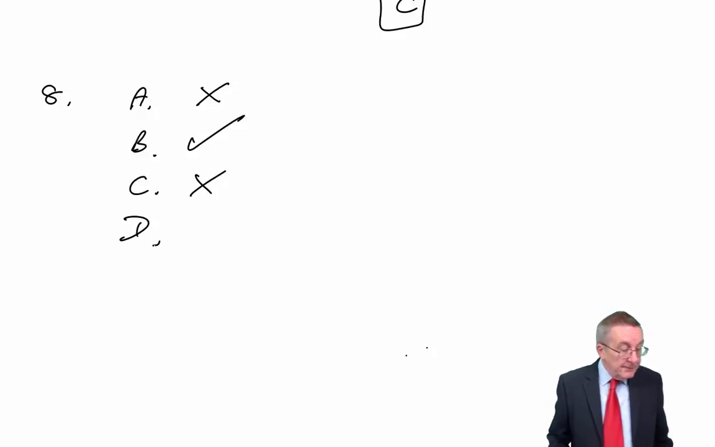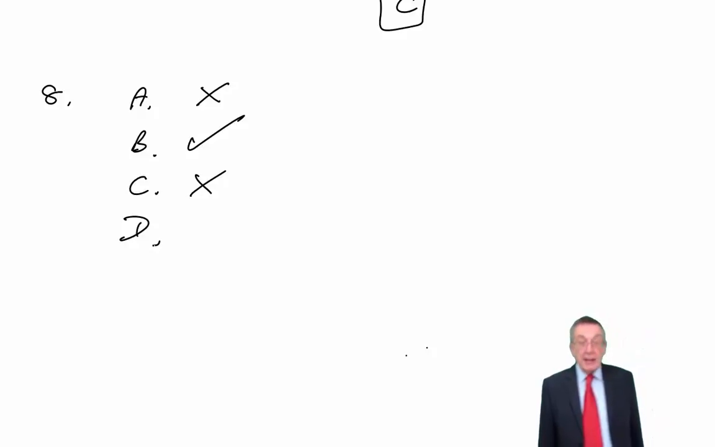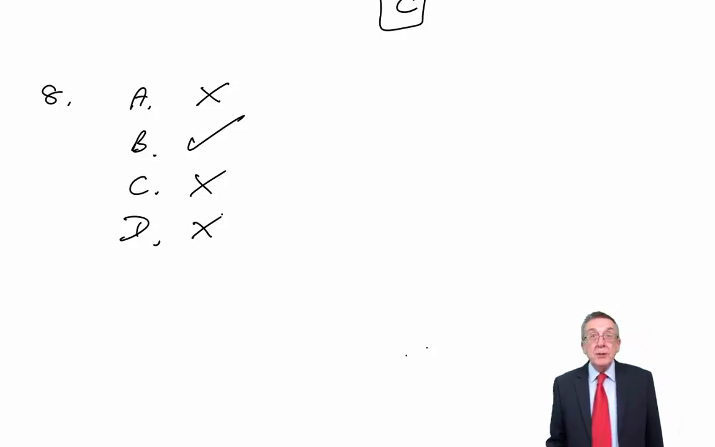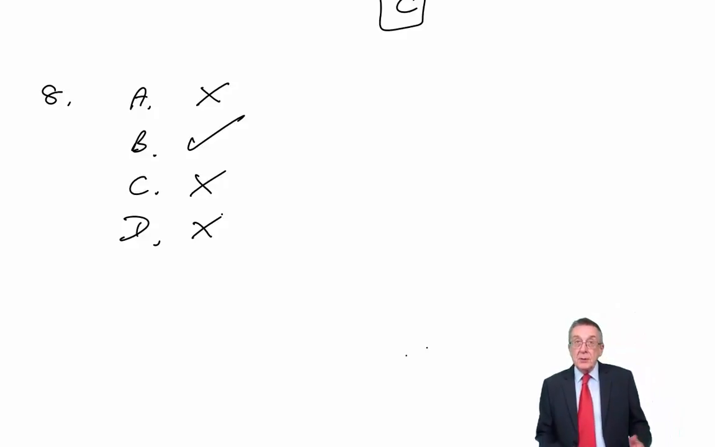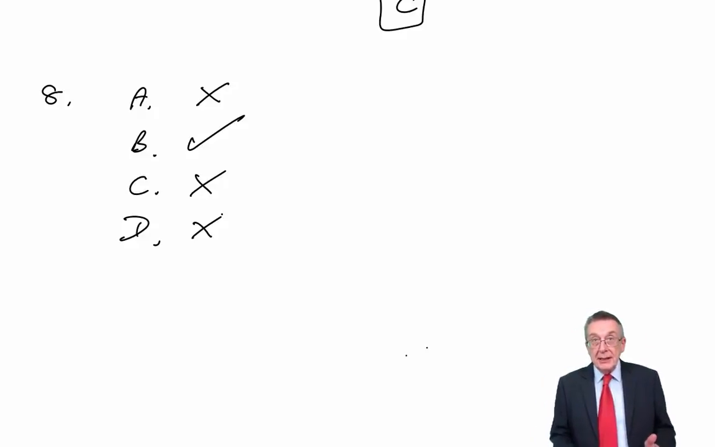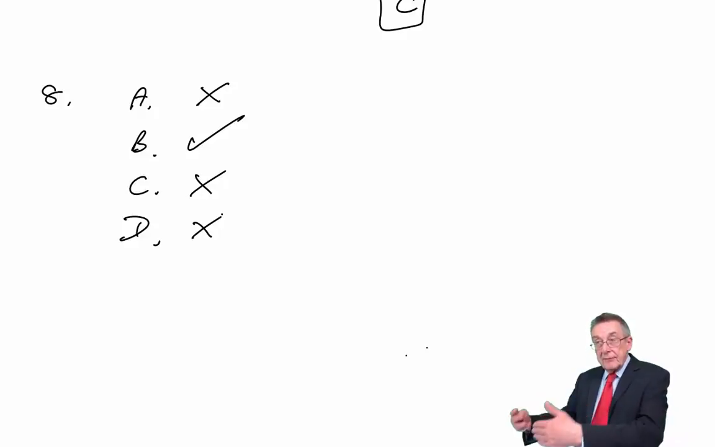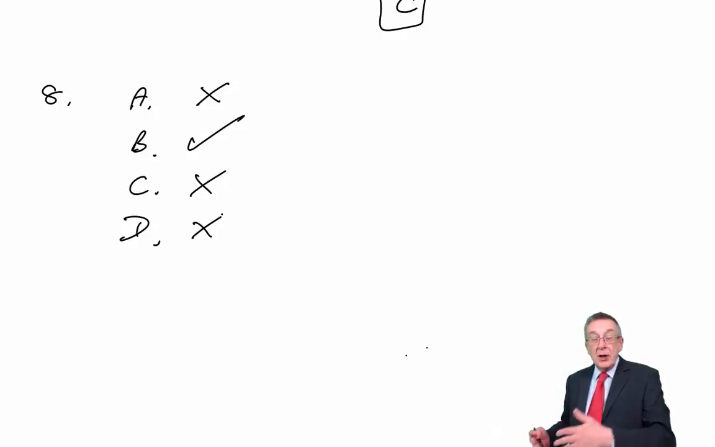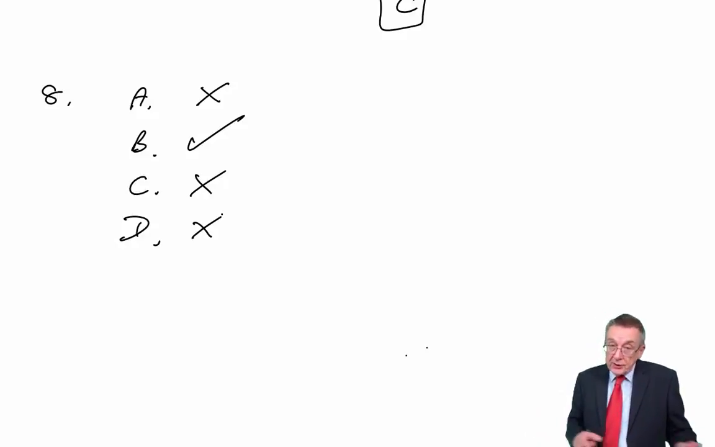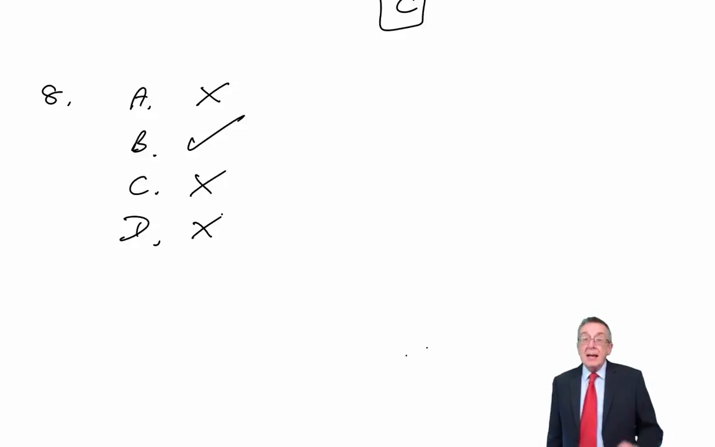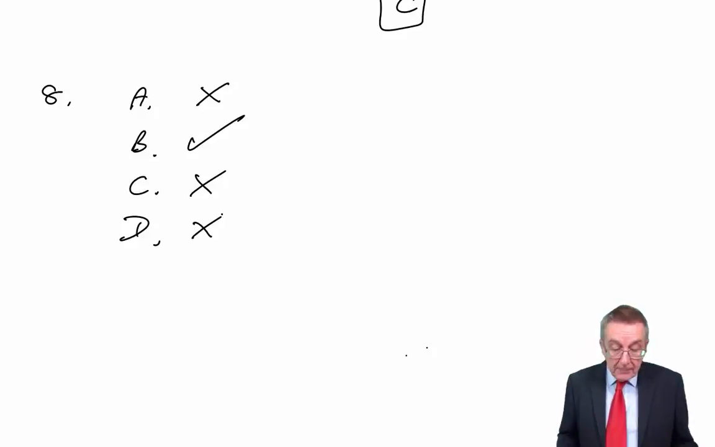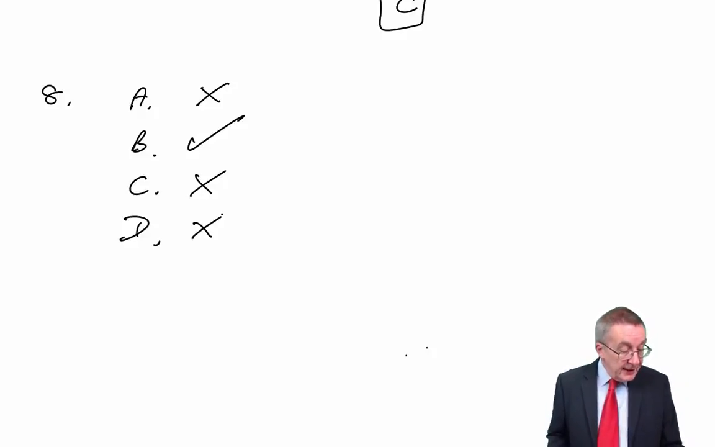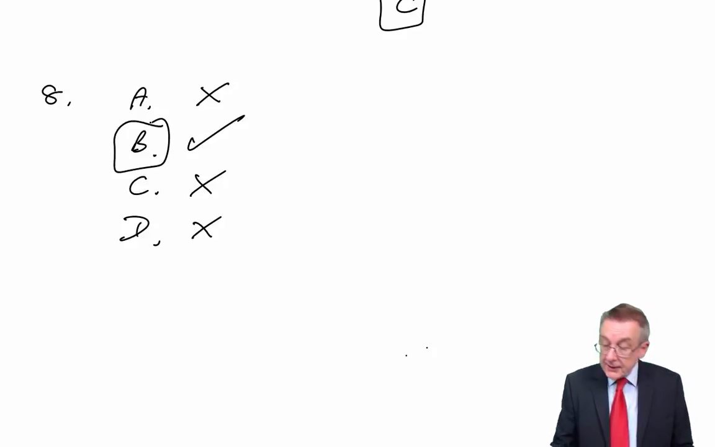Finally, D, currency options are paid for when they're exercised. No, currency options, you pay for the option, but you pay for it immediately. I might want the option to convert money at a fixed rate in 6 months' time. Although I'll exercise or not exercise in 6 months, I have to pay the premium now, immediately, not when it's exercised. So the answer is B.